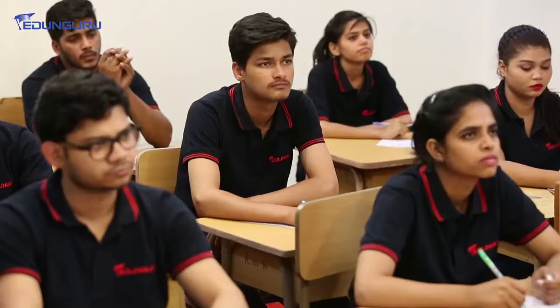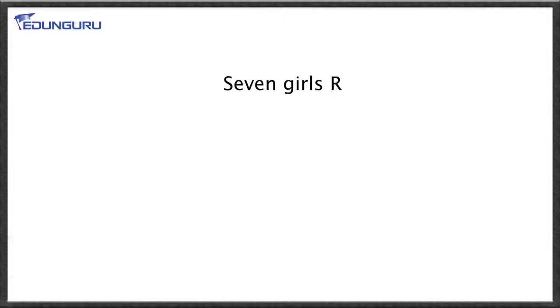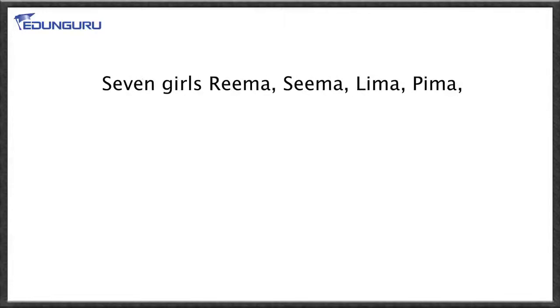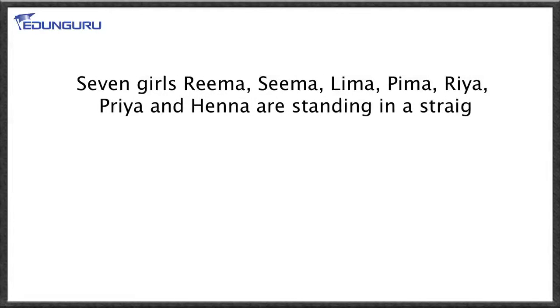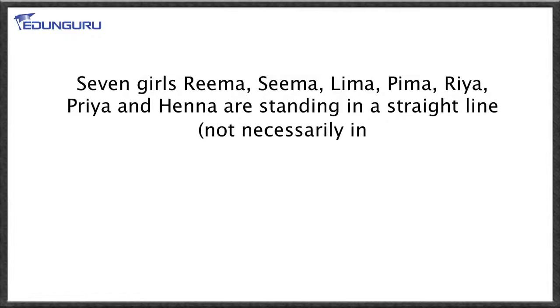Okay, perfect. This is a very critical concept in understanding linear arrangement, and in circular arrangement as well, this concept will become very important. So, to illustrate this point, let us look at a caselet. Here you have a caselet on the board. It says 7 girls, Rima, Seema, Lima, Pima, Ria, Priya and Henna are standing in a straight line, not necessarily in the same order.